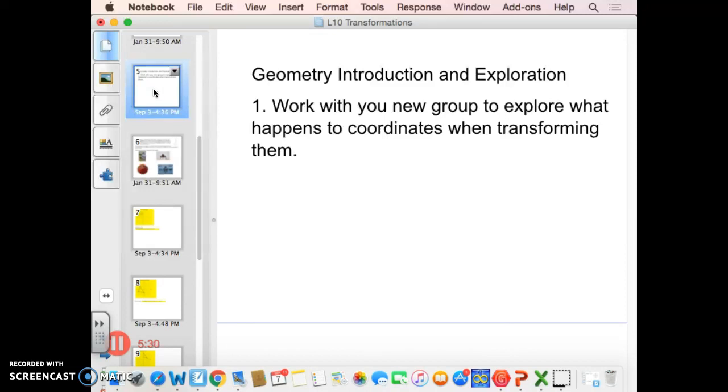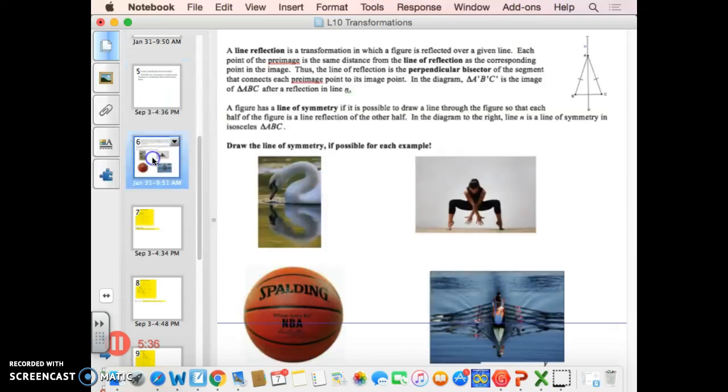So once again, if you didn't do the geometry introduction and exploration, you're going to want to pause for a second and go ahead and get that done. All right, today we're just going to focus on reflections. And so a reflection is a transformation in which a figure is reflected over a line. Okay, the point of the pre-image is the same distance from the line of reflection, and thus it's a perpendicular bisector. So there will be a line of symmetry, and we're going to look at this.